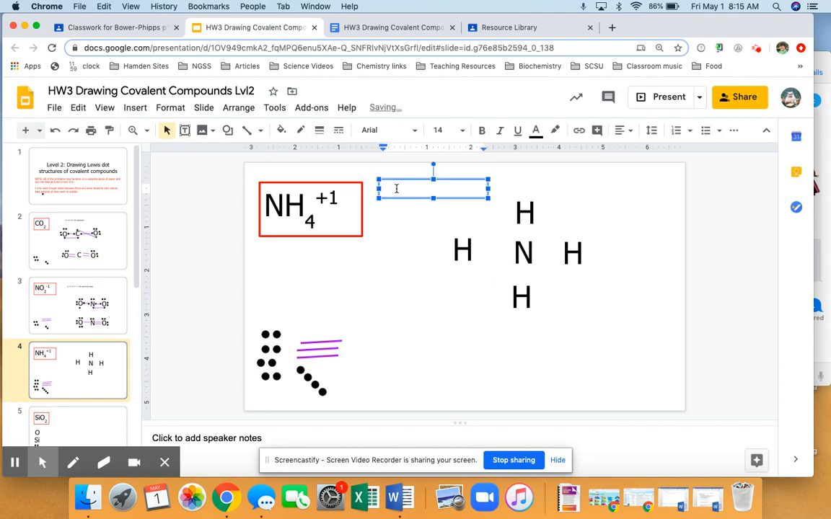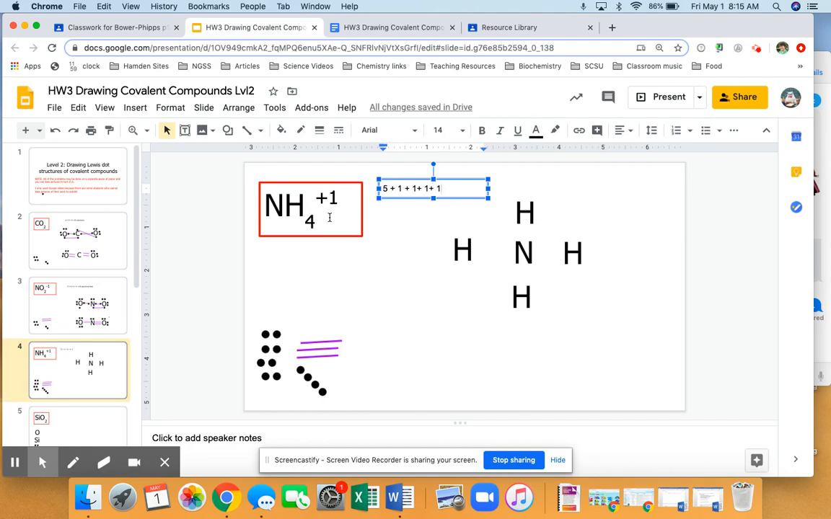So we have nitrogen that has 5 electrons. We have hydrogen that has 1 electron. So I'm going to count that. +1 hydrogen, +2 hydrogens, +3 hydrogens, +4 hydrogens. Right? So 5 for nitrogen, 1 for each hydrogen.